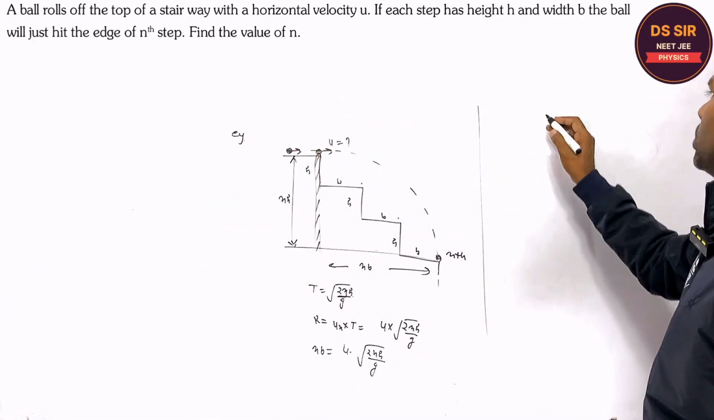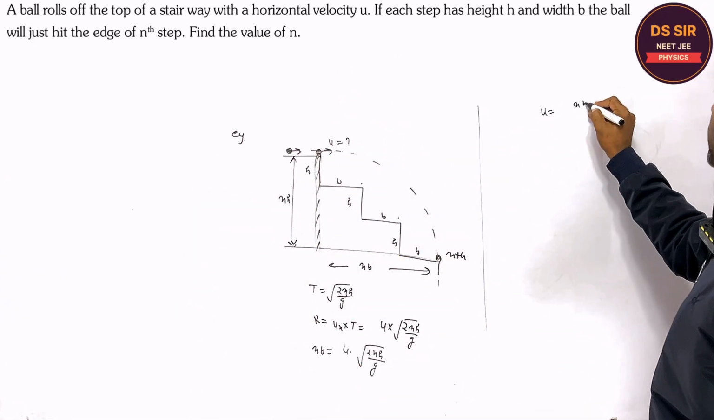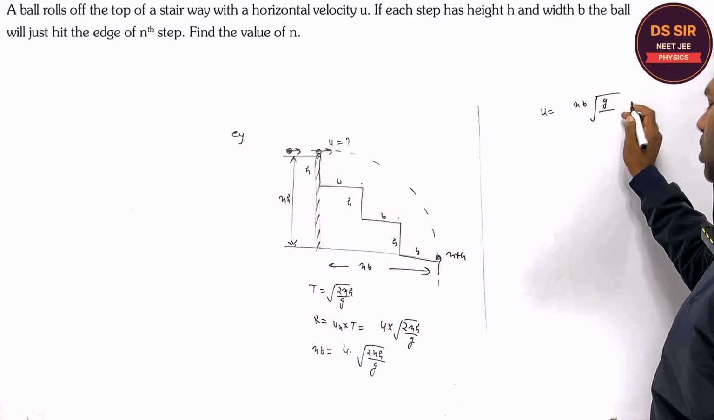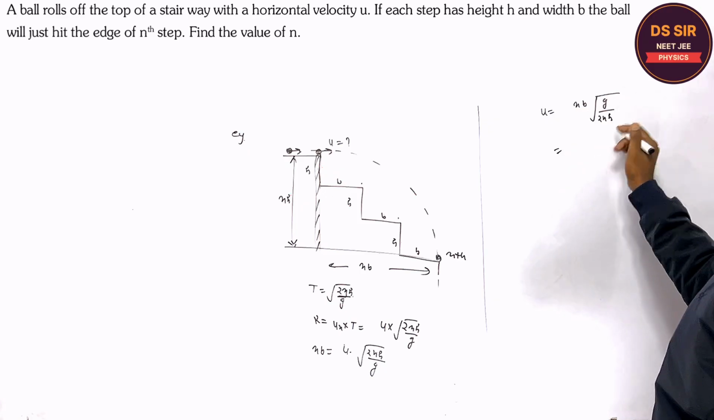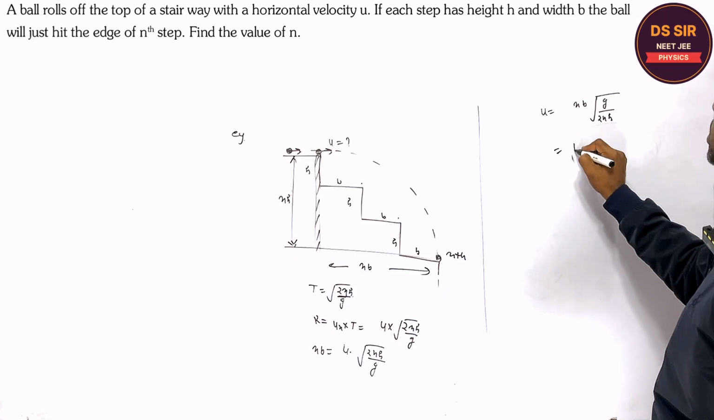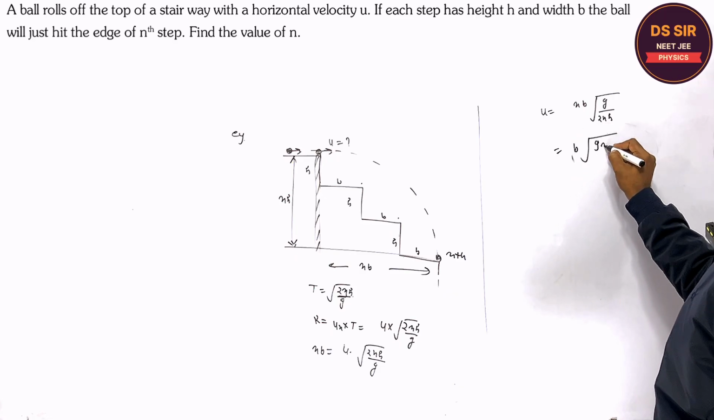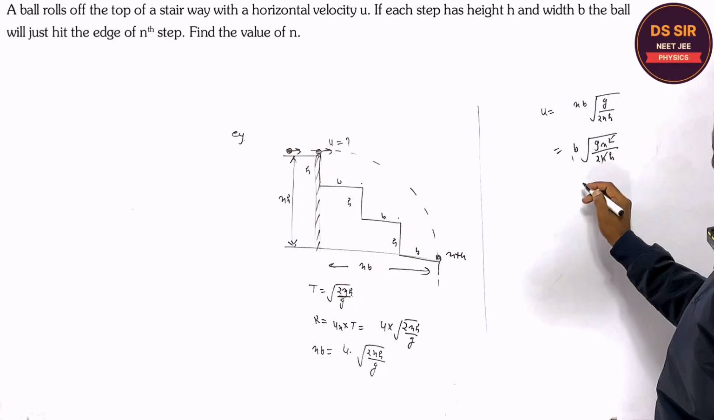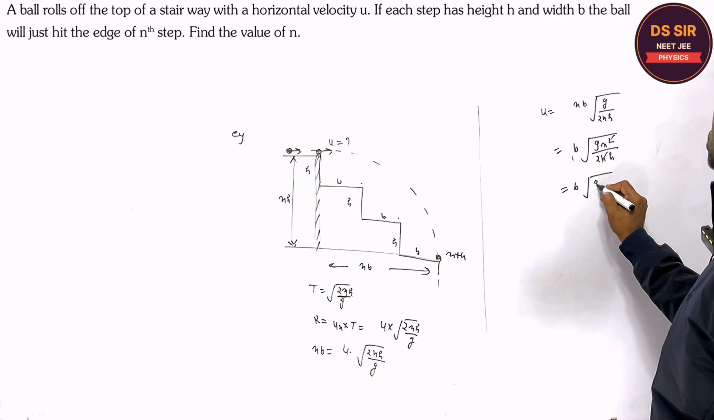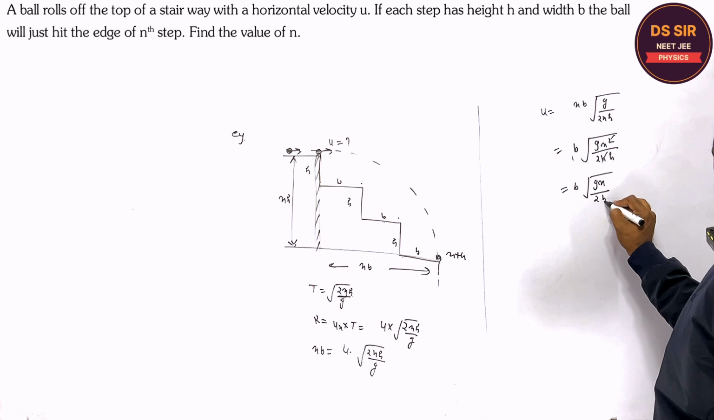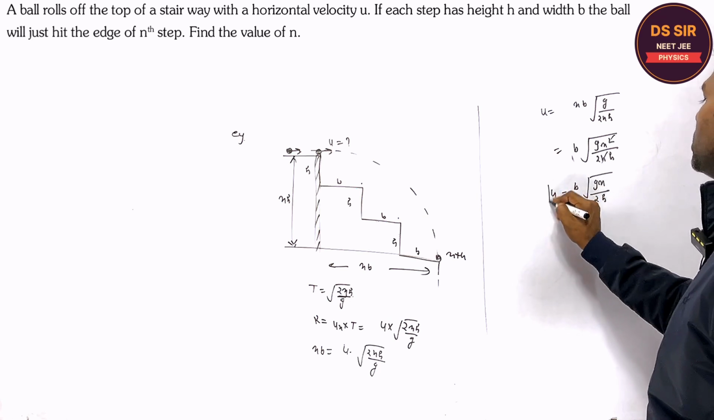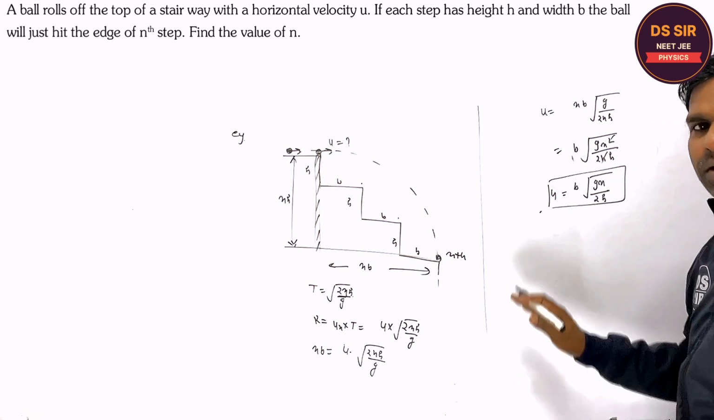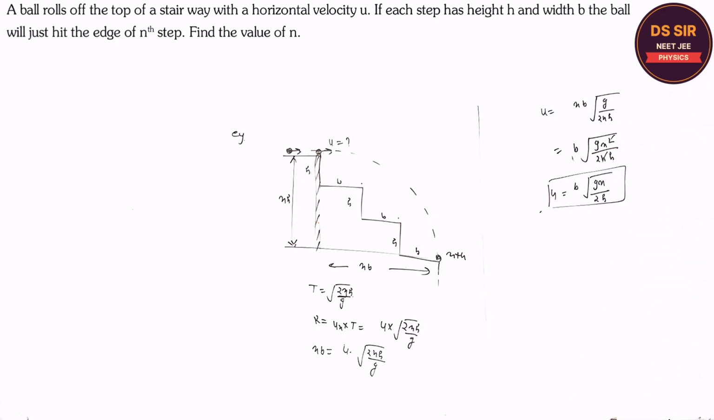So what is the u? It is equal to n b into root g upon 2n h. If you simplify, the n goes into the square root. This is the b, g into n square, 2n into h. The one n will cancel out, g n upon 2h. This is the horizontal speed it must be, right? Copy this.